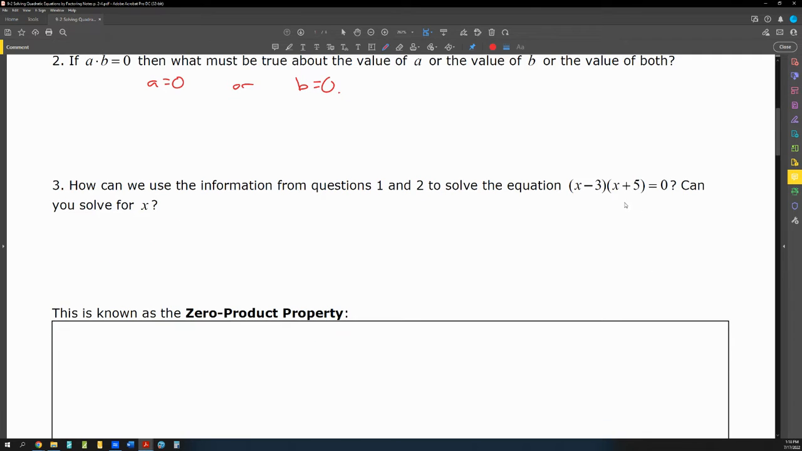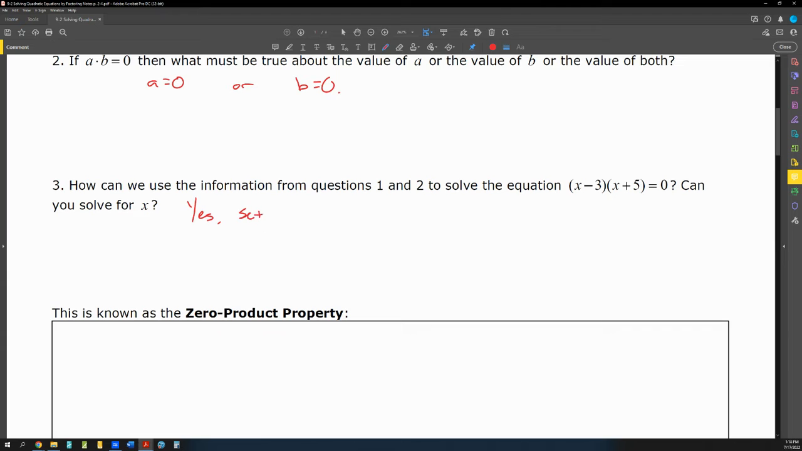So how can we use that information from questions 1 and 2 to solve the equation the quantity x minus 3 times the quantity x plus 5 equals 0? Can we solve for x here? Take a moment and look at this. Here we have a grouping, x minus 3, times another grouping, x plus 5, and that product is equal to 0. So similar to questions 1 and 2, yes, we can solve for x.